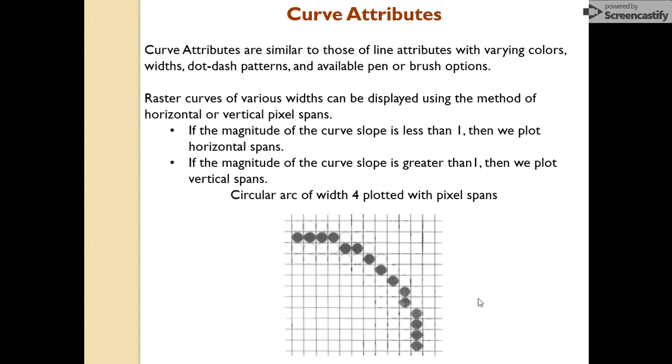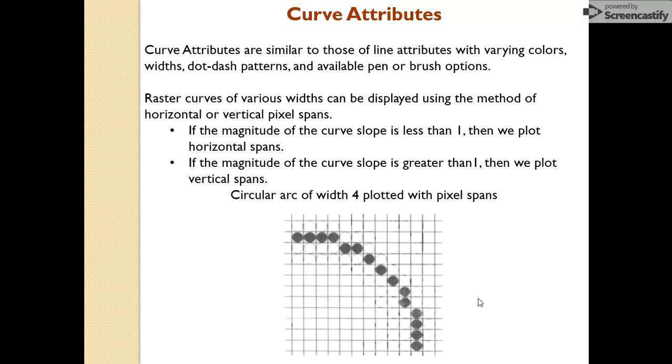Coming to our next topic, curve attributes. Curve attributes are similar to those of line attributes, with varying colors and dot-dash patterns. A circular arc of width 4, for example, is plotted with pixel scan.